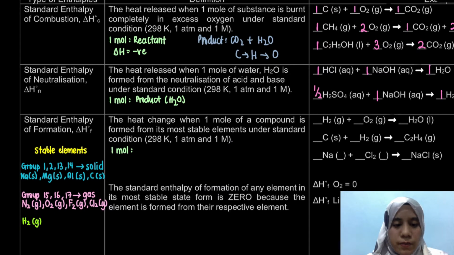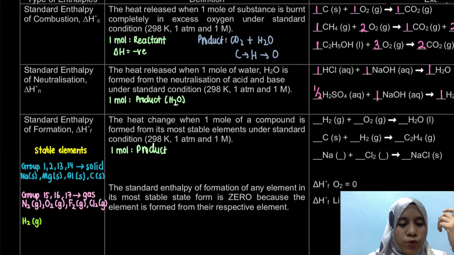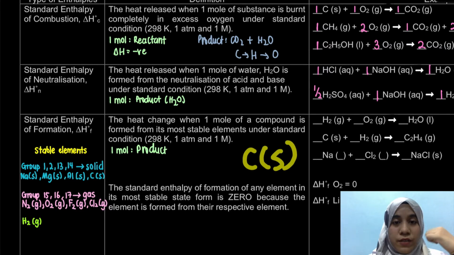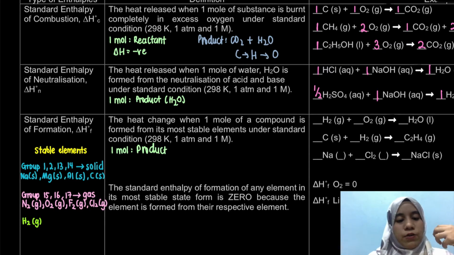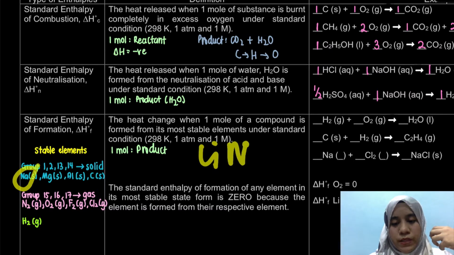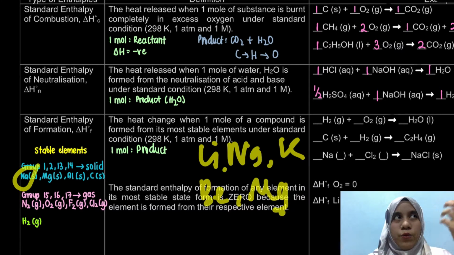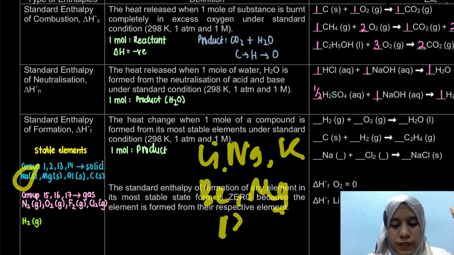Okay, from here it mentions the heat change when 1 mole of compound is formed, when 1 mole of compound is produced. So in this case, 1 mole must be our product. But for formation, the tricky part is actually here, from its most stable element. So please write down in your note what the stable element is. For example, groups 1, 2, 13, 14 must be solid. The famous one, carbon, group 14, is originally solid. For example, we have lithium, sodium, potassium, group 1, and what else? Be, Mg, all of it. Groups 1, 2, 13 are originally solid.